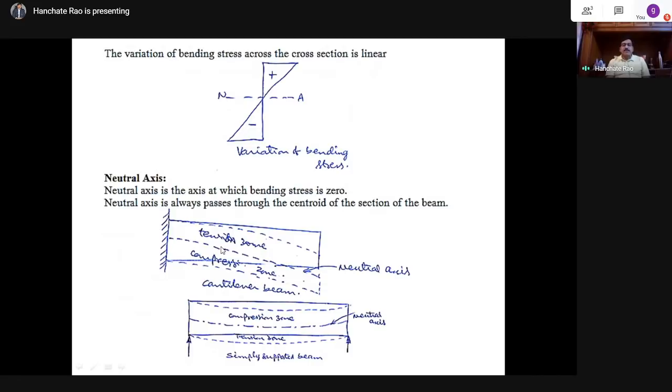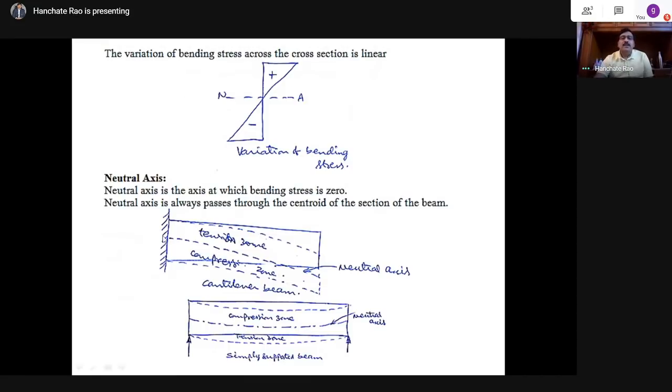So whether you take a simply supported beam or a cantilever or whatever it is, the neutral axis is the axis of the fiber where there is neither strain nor stress, or otherwise stress is equal to 0 and strain is also equal to 0. Such an axis is called the neutral axis. And please remember, the neutral axis always passes through the centroid of the cross section.